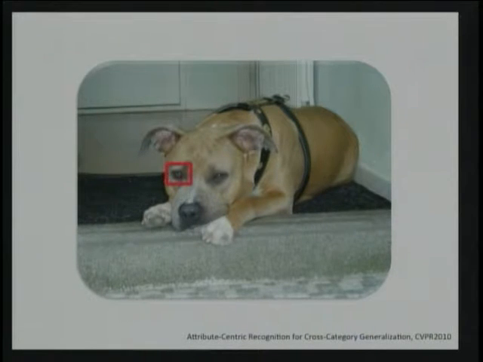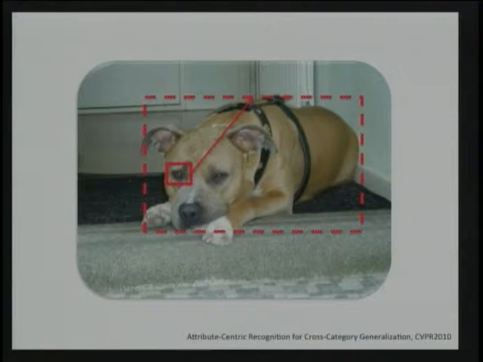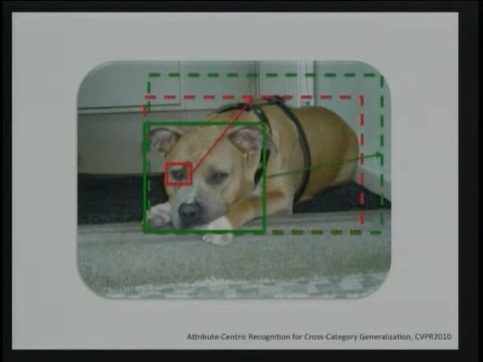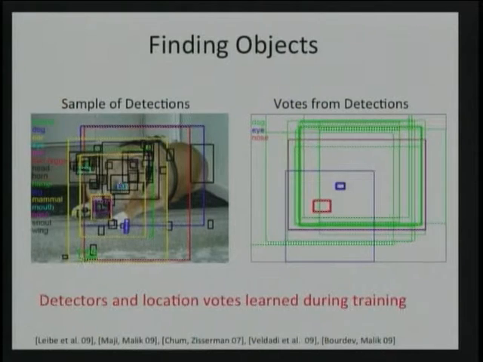Here's the response of my eye detector. Once I detect the eye, my eye detector by itself has an opinion about where the object is. If I tell you the dog eye is here, you have an idea. You can produce a distribution over where the dog can be. The same story for the head detector. So what I do is I predict all of my detectors over an image, and then go to the space of their votes about where the object is, and cluster that space.